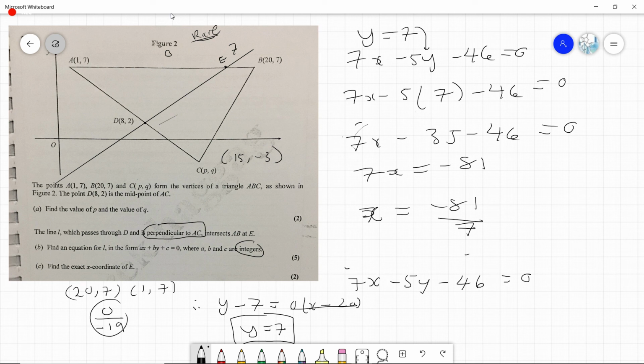Which, to be honest, does not make any sense to me, because why have you got a negative answer for the x value? So I've done something wrong here. Oh, it should be positive. You add them on that side. My bad, that's positive there. Okay, so 81 over 7 is the answer. So the x value is 81 over 7.